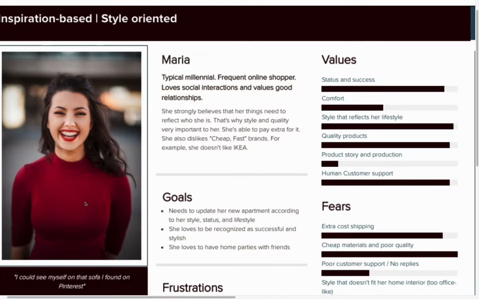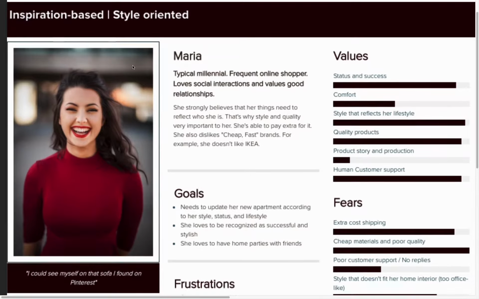She's kind of an extroverted person. She is a typical millennial, pretty often buying online. She loves social media interactions and meeting with her family. She values good relationships, and she really, really hates cheap stuff. She cares about quality very much. Since she's very style-oriented, she is looking for particularly good quality stuff that is according to her lifestyle and her status.